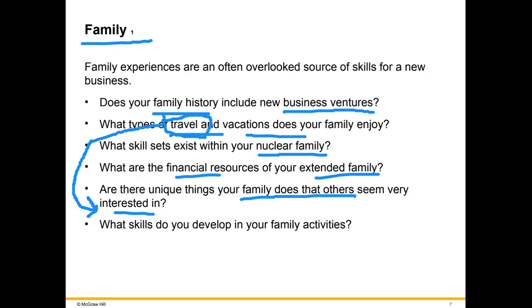What skills do you develop in your family activities? Especially in joint families, you have to organize events, and that also helps you to develop event management skills.